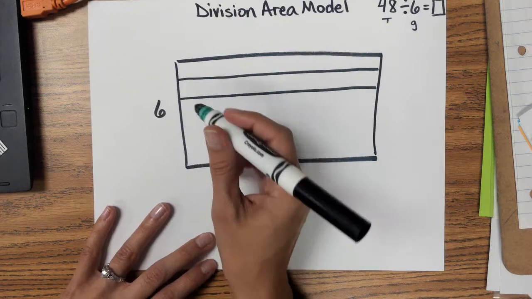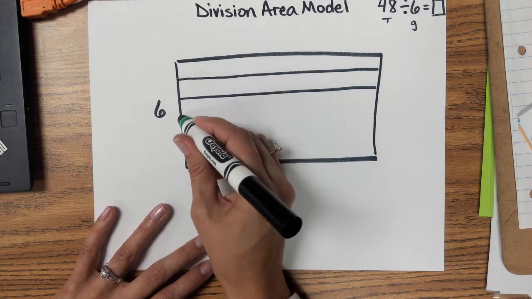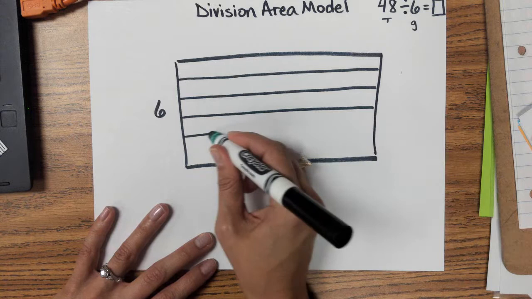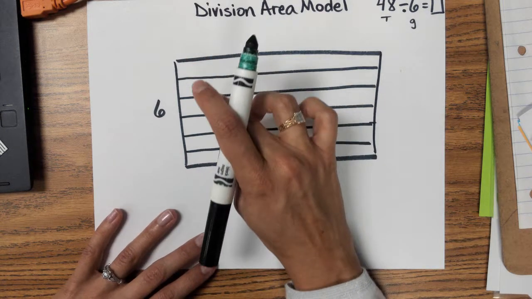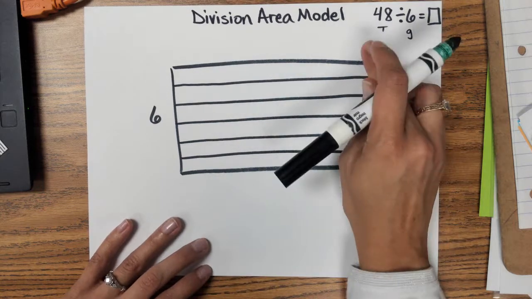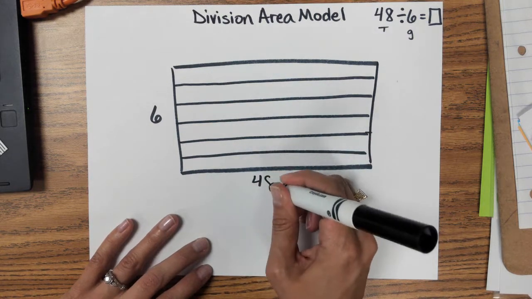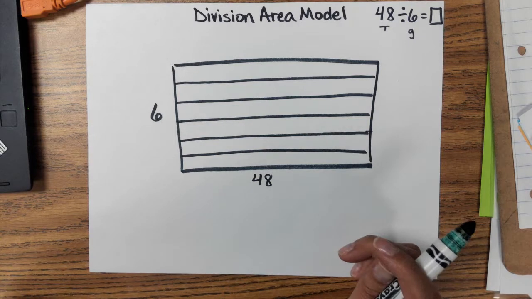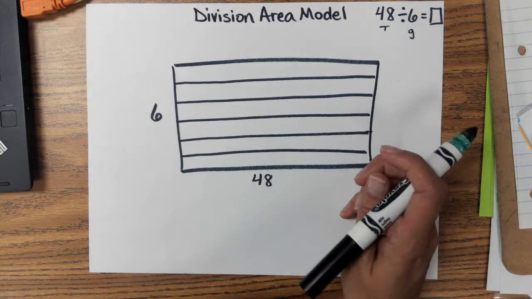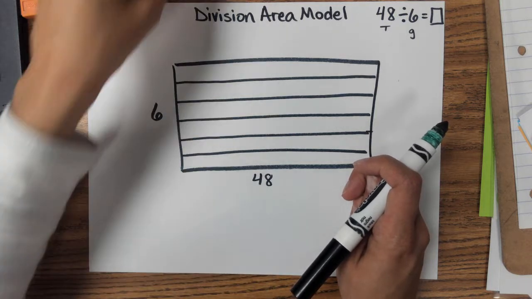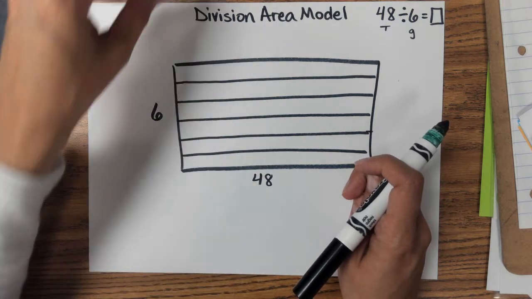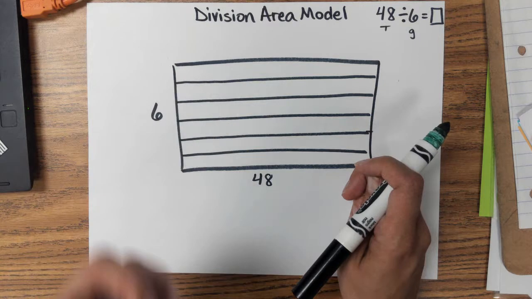If we need 6 groups, we're going to draw 5 lines. 1, 2, 3, 4, 5. So I've got 6 groups. 1, 2, 3, 4, 5, 6. And my total, 48, is at the bottom. We talk about division in terms of sharing. So I have 48, and I want to share 48 objects, and you can think of it like these little ones cubes, equally into 6 groups.